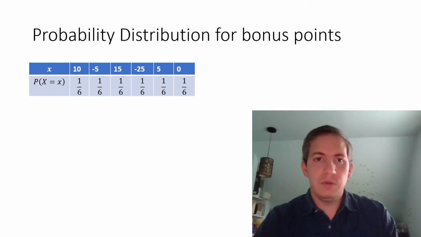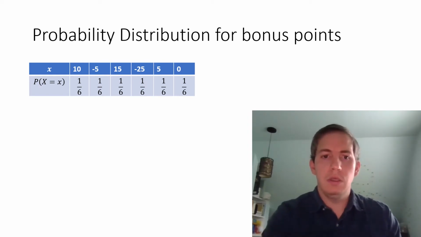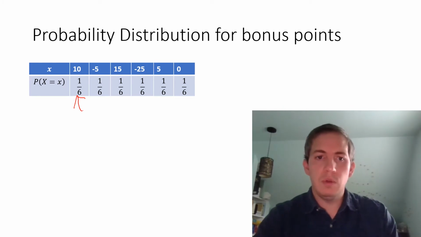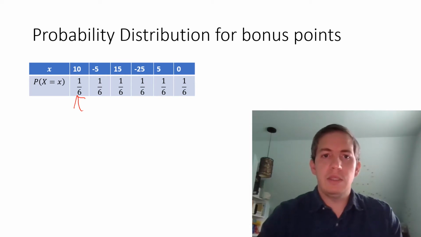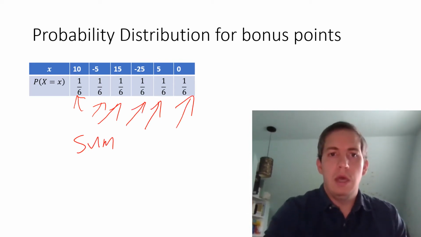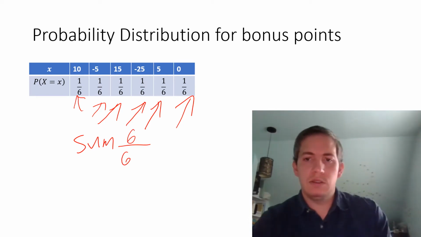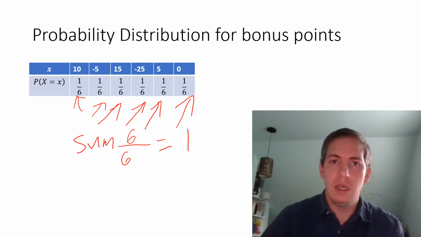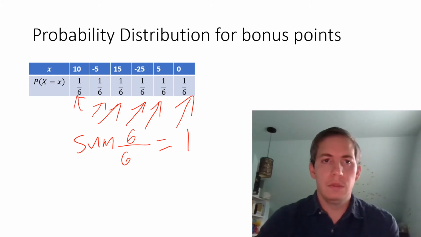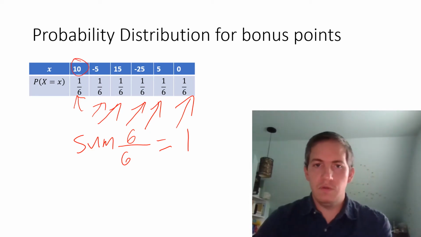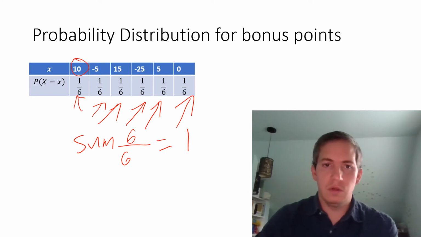So what I need for my probability distribution to work is that, first of all, each of the individual probabilities needs to be between 0 and 1. So 1/6 is between 0 and 1, 1/6 is between 0 and 1, and so on and so forth. The second thing is that if I add up all the probabilities, I've got 6 of them, and they're all 1 out of 6. So I get 6 out of 6, which is equal to 1. And so that's also true. So for a probability distribution, every probability has to be between 0 and 1. And when I add them all up, I have to get 1 or 100%. So this is a random variable because the outcomes are numerical, 10, -5, so on and so forth. And I get a probability distribution because it follows all the rules.